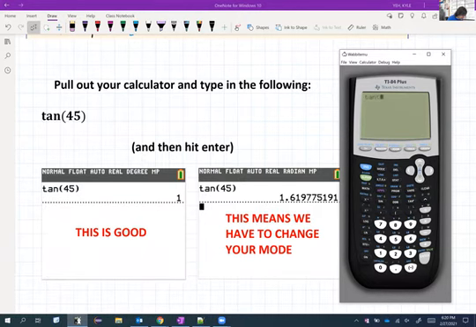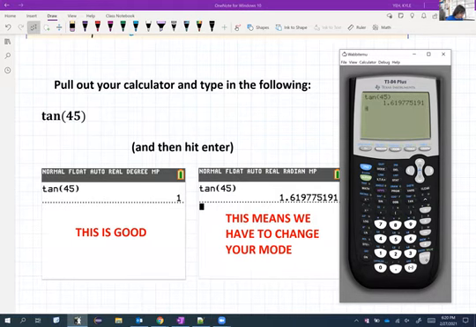I want you to press tan, type in 45, and then hit enter. If it gives you a value of 1, you are good to go. You are in degree mode, and so you are ready for these next problems. If yours gives you 1.619775191, like mine does, we need to change your mode really quickly. It's currently in a different setting for measuring angles, something called radians. We're actually going to talk about that in 13.2, what radians are and how they work. But for now, you need to change your mode.